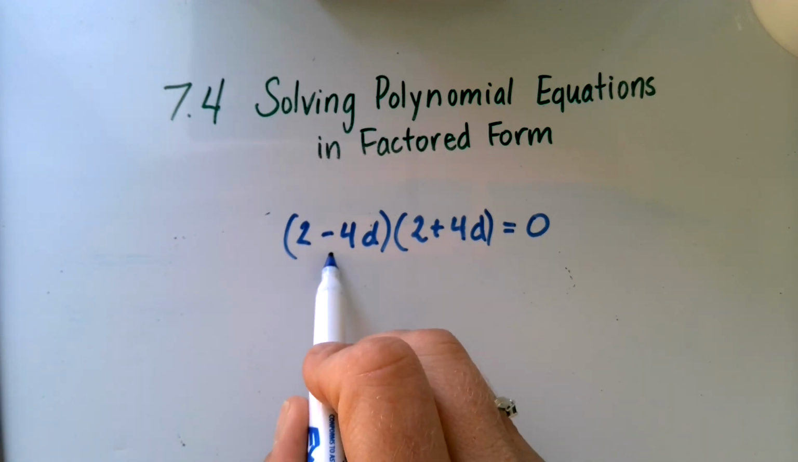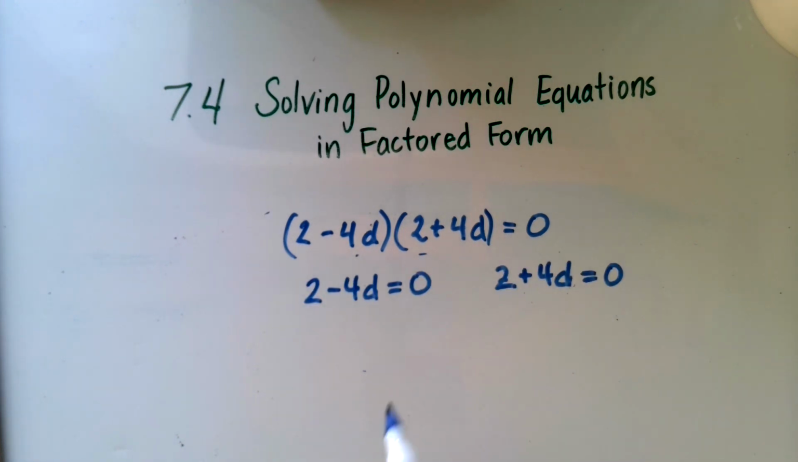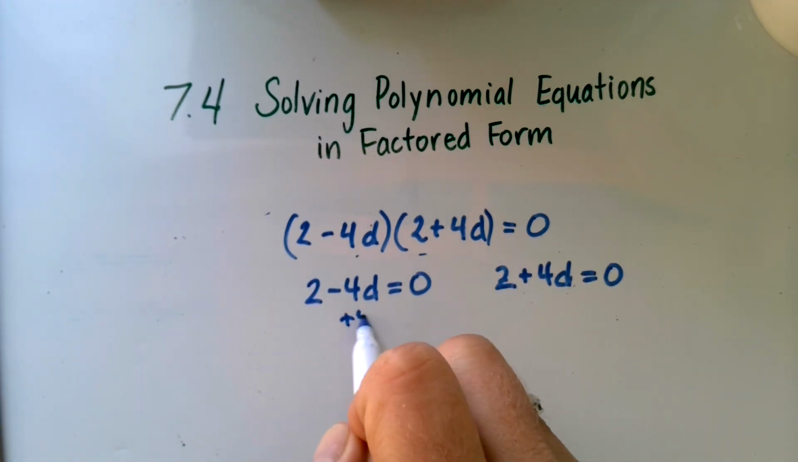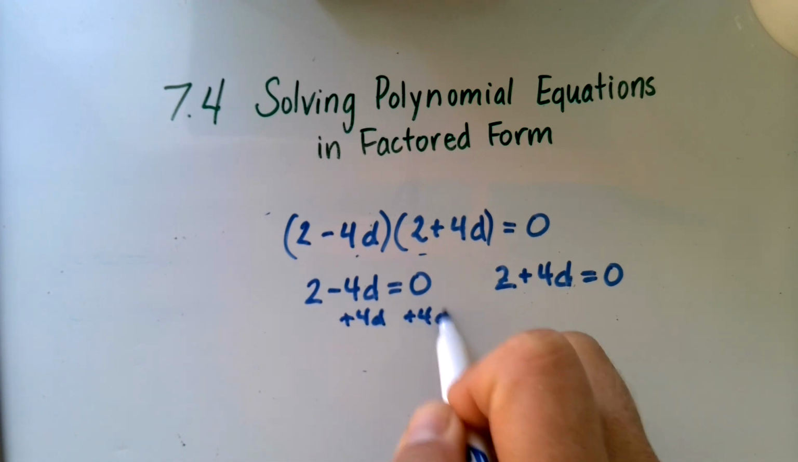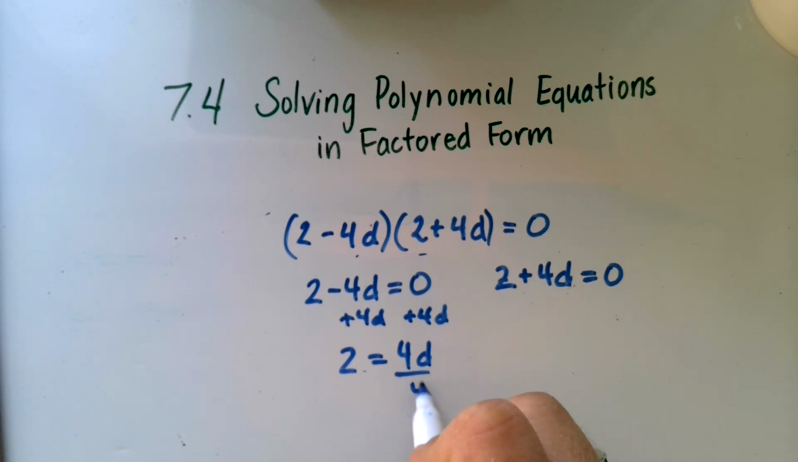So here we're going to look at another equation in factored form. We know that either this has to equal 0 or this has to equal 0. So we're going to set each of them equal to 0 and solve. We can add 4d to both sides, and then we end up with 2 equals 4d. Divide both sides by 4. So d is going to equal 1/2.